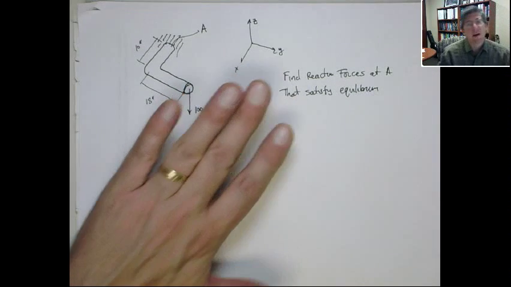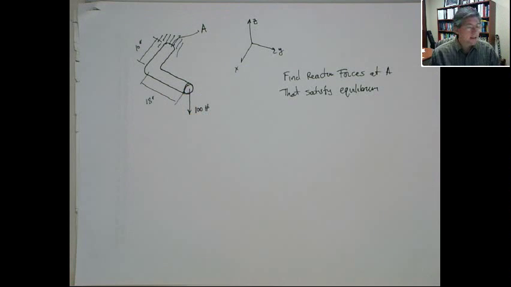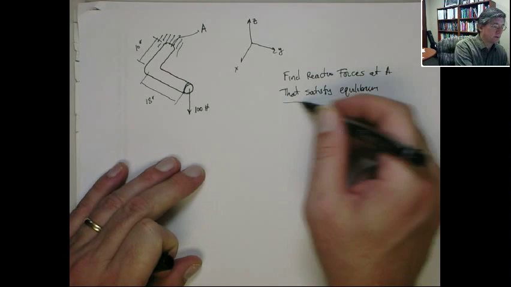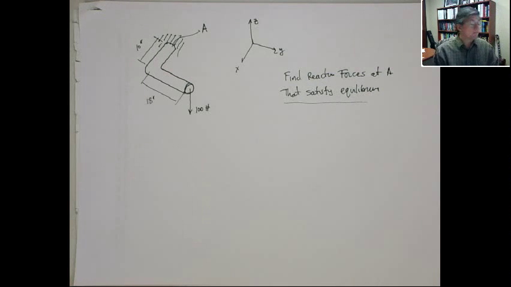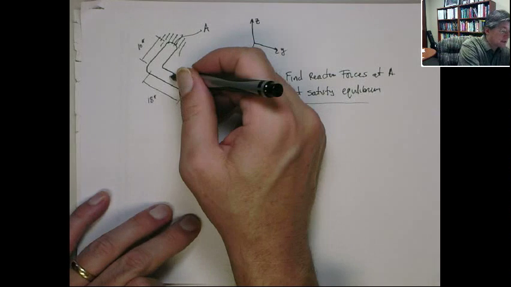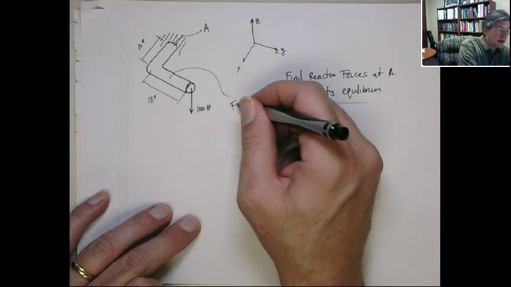So I say satisfy equilibrium. I mean, what we're doing here is obviously this body is fixed, so it's not accelerating. So the reaction forces you can find at A because they have to put the body in equilibrium. So it's not like an abstract concept where we're satisfying equilibrium. That's the tool that we use to find the reaction force. Okay? Now, this is not a free body diagram.